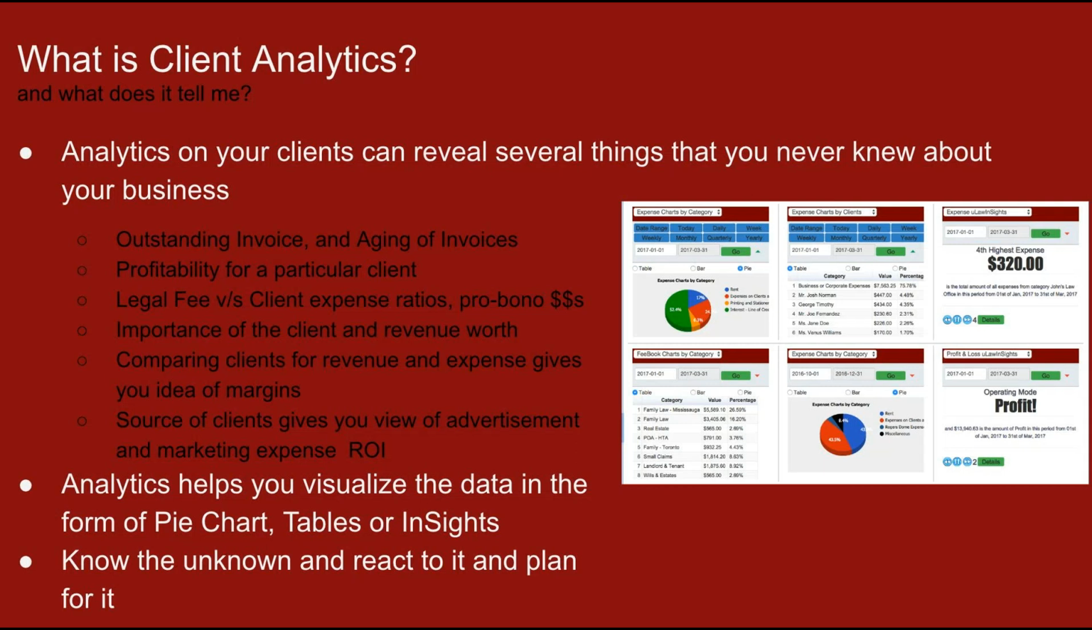For example, as you're seeing on the right-hand side, there are 6 widgets with different categories aligned with the client. This particular widget at the bottom left, which talks about the fee book chart by category, gives you family law at the top at 26%. That too in Mississauga. Then you have family law.